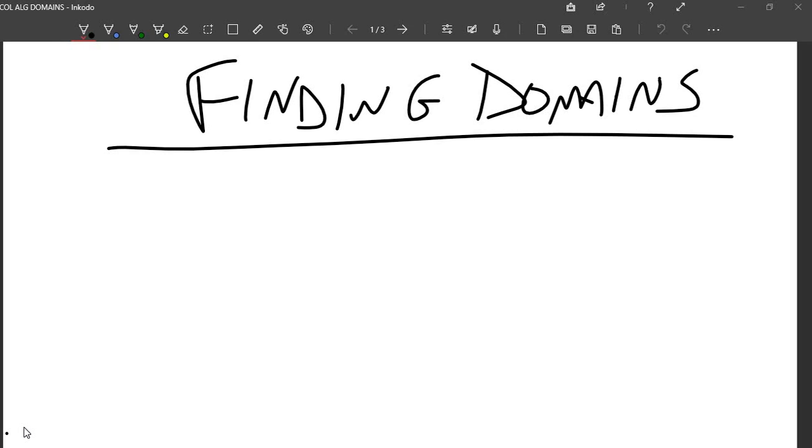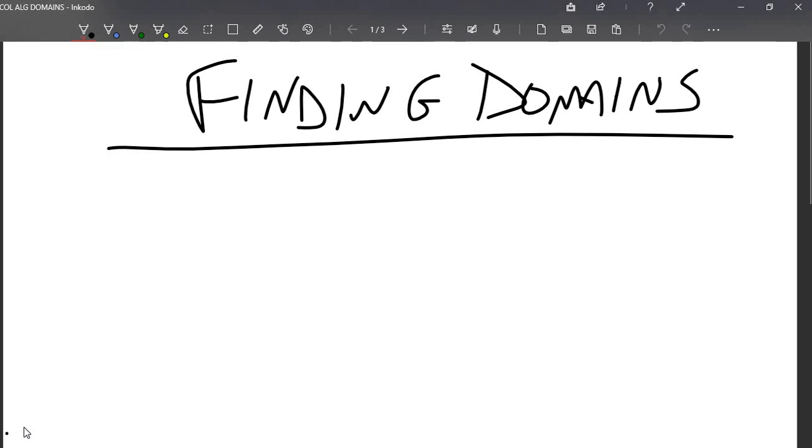Okay, so I want to talk about finding domains. We kind of did this when we were solving rational equations and we had to figure out what x could not be. Same thing here. But I want to talk about two easy ones first. I think they're easy. I think you'll think they're easy also.